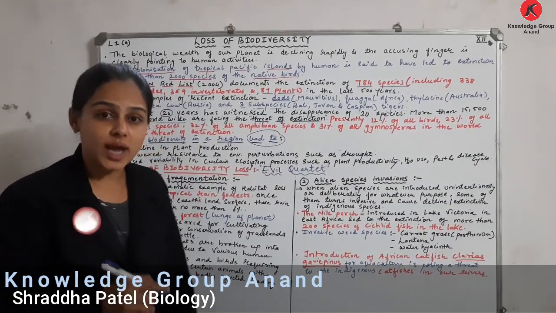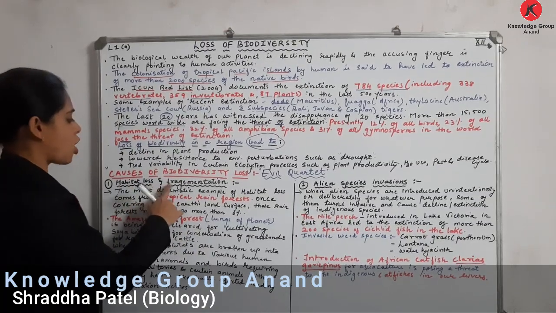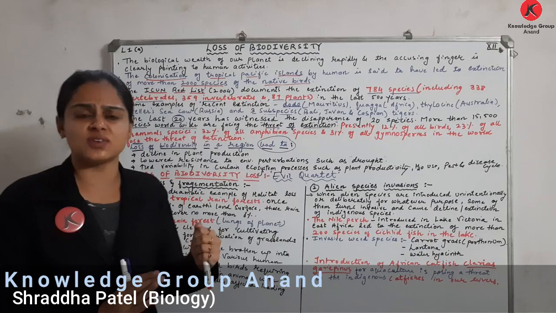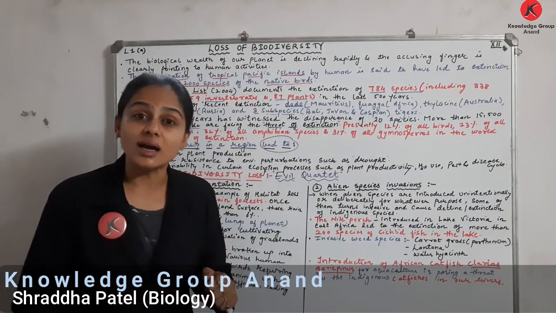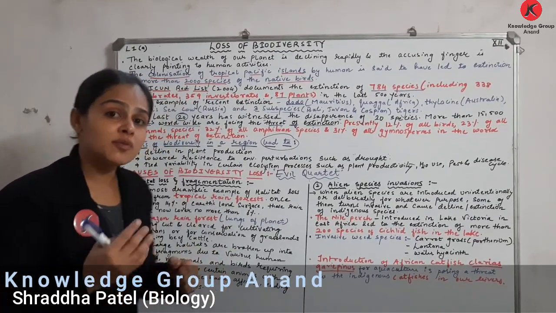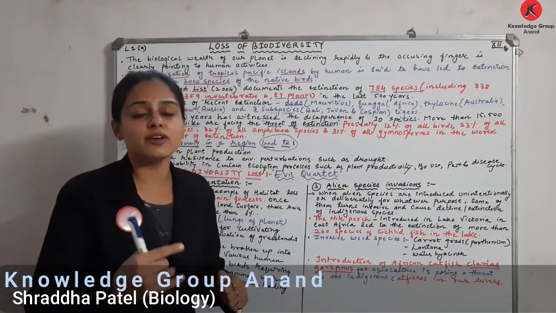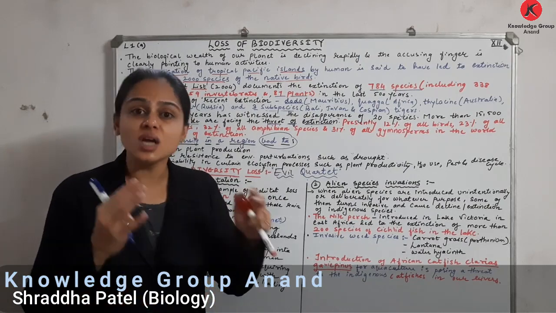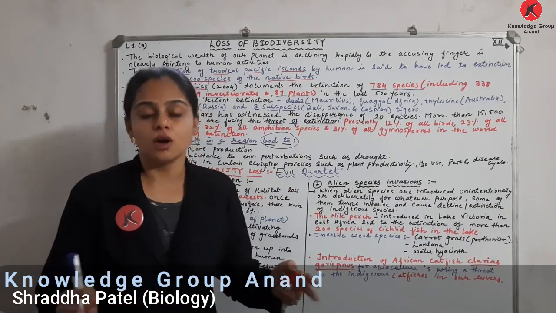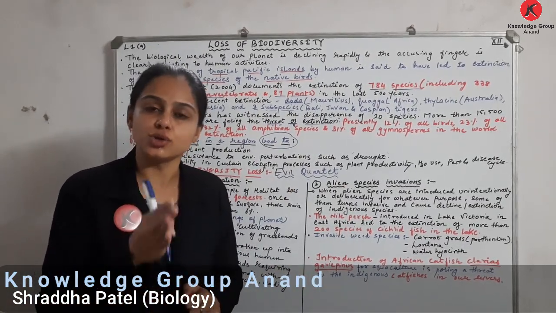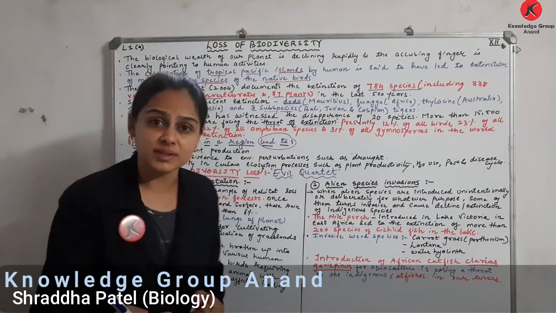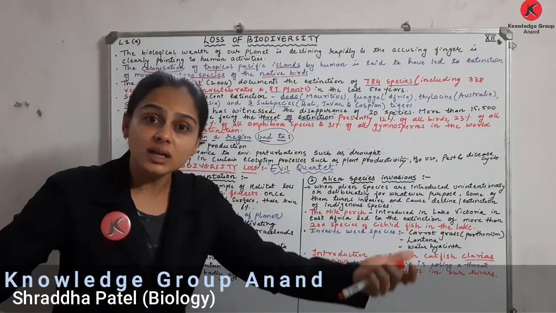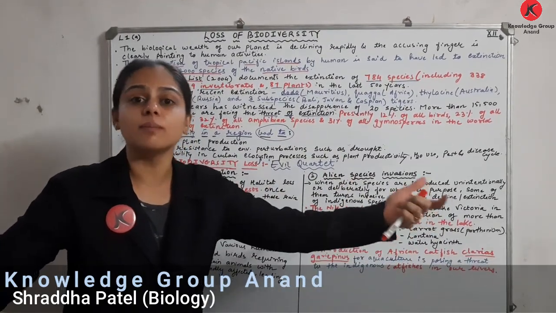So first we are going to start with habitat loss and fragmentation. As the name suggests, due to human activities like deforestation and cultivation, what are we doing? We are cutting, we are clearing forest. Forest is a place where many species live. They are home for many species, and due to human activities, what happens? Now for that species there is no space to live, thus they become extinct.